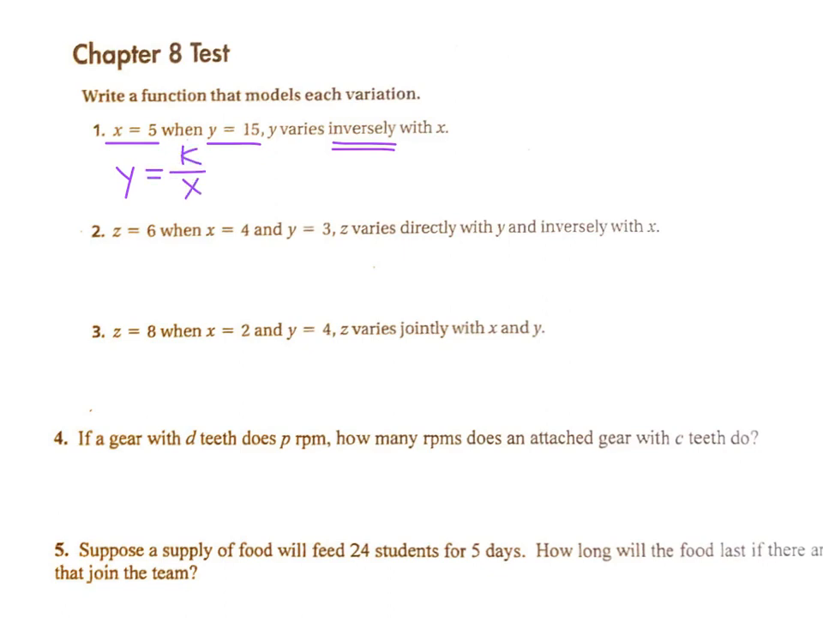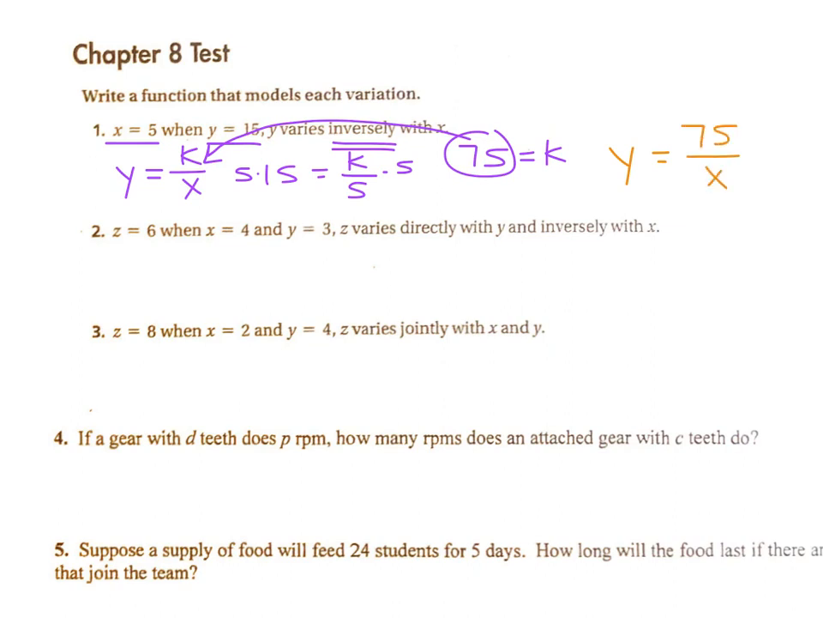That's varying inversely. So we're going to plug those numbers in. It's going to be 15 equals k over 5, and then we're going to multiply by 5 on both sides, so we get 75 as our k value. And then we need to plug that back in right here. So our answer is going to be y equals 75 over x.